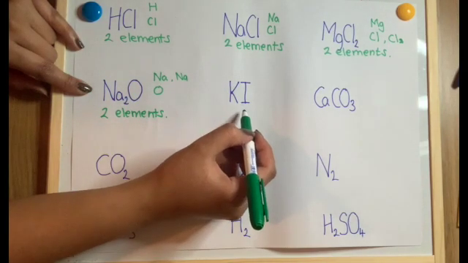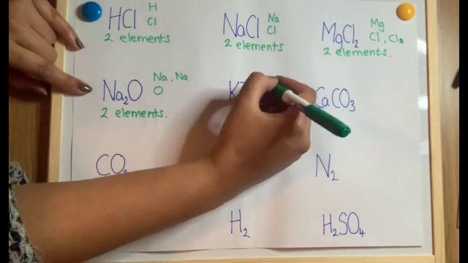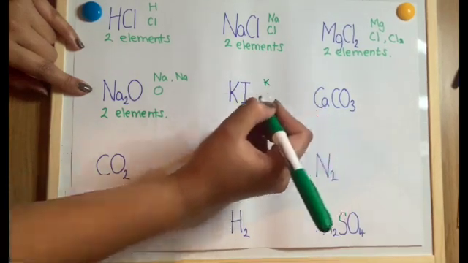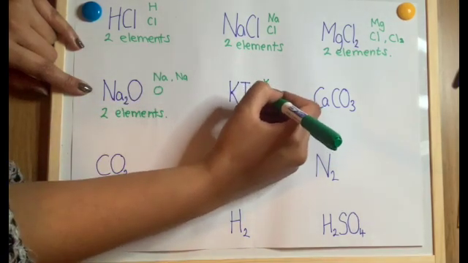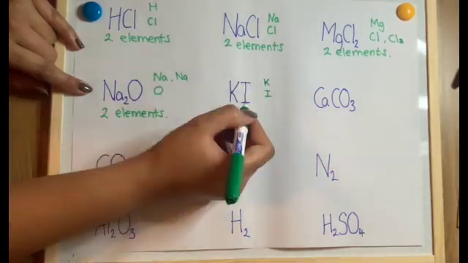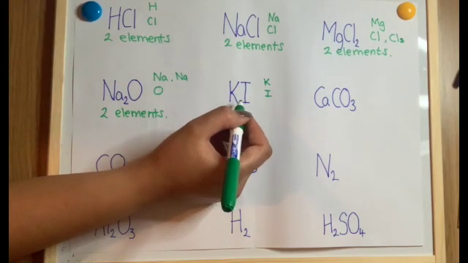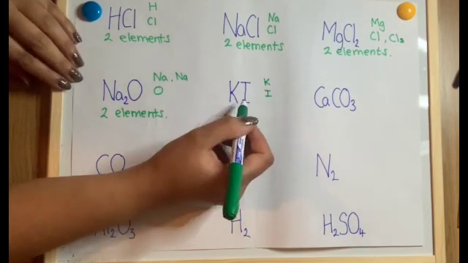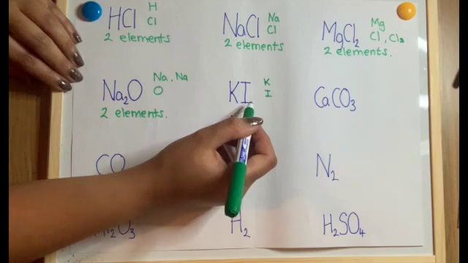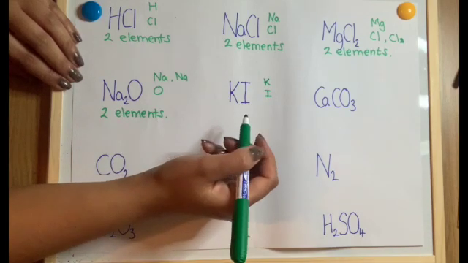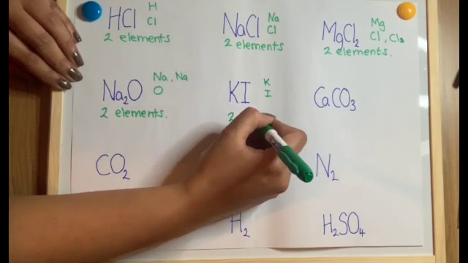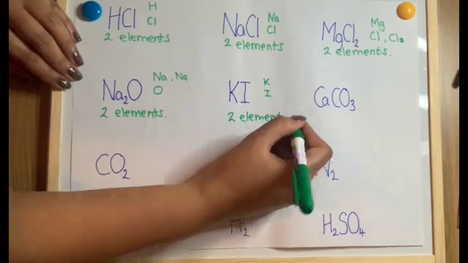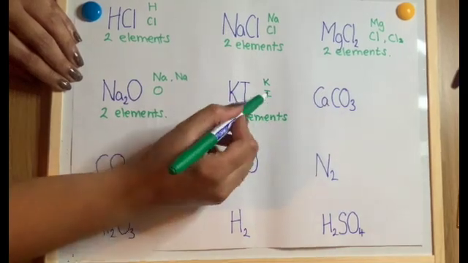Now, if I look at this next one, I've got K, which is potassium, and then I have a capital I, which is iodine. No number in front of the capital K, so I've got 1 potassium atom. No number in front of the I, so I have 1 iodine atom. So I've got 2 elements altogether for this one, but also 2 atoms.